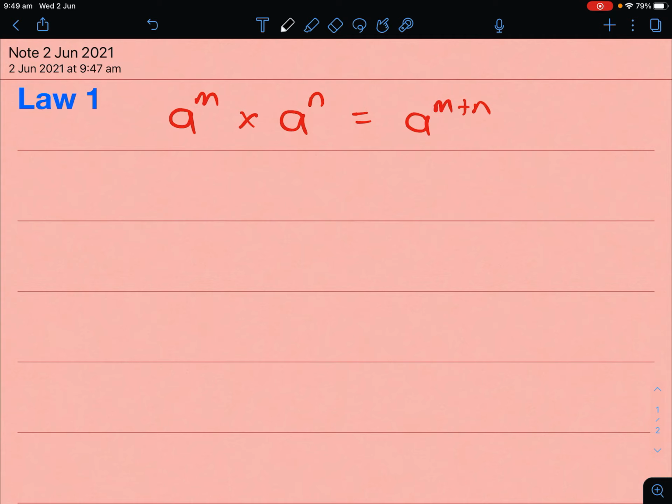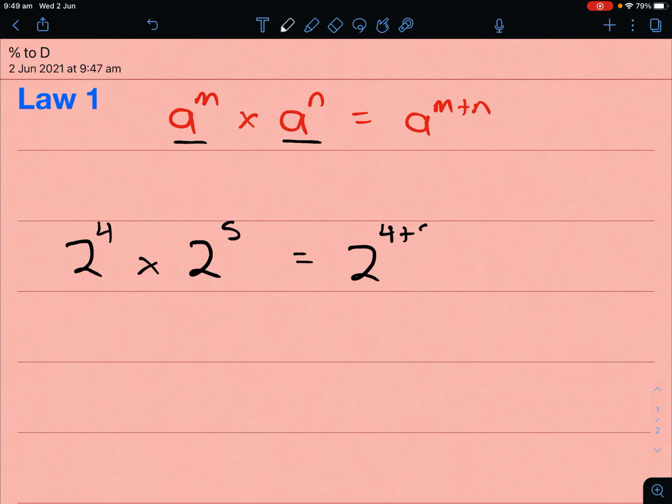Okay, our first index law tells us that if we have two numbers that are the same, like 2 times 2, just like up here we have a times a, then we can add the powers that are attached to those numbers. So let's say this is 2 to the 4 and this is 2 to the 5. Then the answer would be 2 to the 4 plus 5, which would equal 2 to the 9.